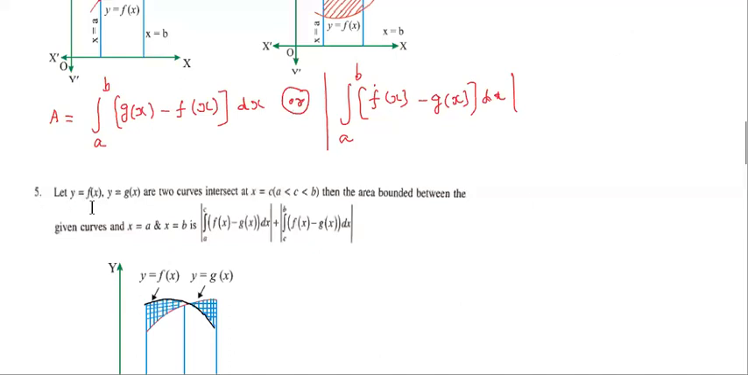Let y is equal to f of x and y is equal to g of x be two curves intersecting at x is equal to c, where a is less than c is less than b. Then the area bounded between the given curves and x is equal to a and x is equal to b is modulus integration a to c f of x minus g of x dx plus modulus integration c to b f of x minus g of x dx.